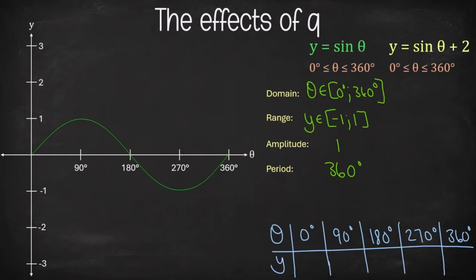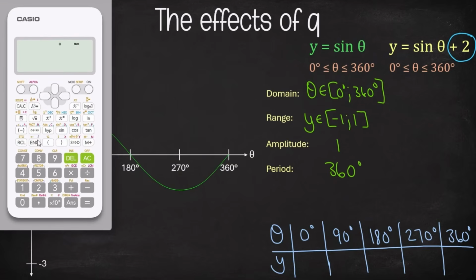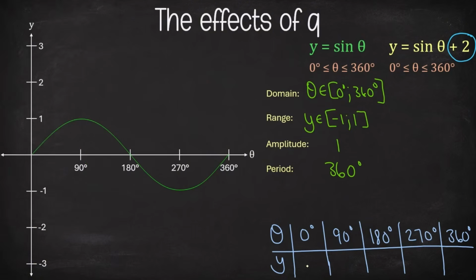Now let's see what happens if we keep a equals 1, but we make changes to q. So now we have this equation y equals sin theta plus 2. So let's see what happens to the graph now. First, let us add the values into our table. So you will press on your calculator sin 0 degrees plus 2, and that is equal to 2. And you add that to your table.